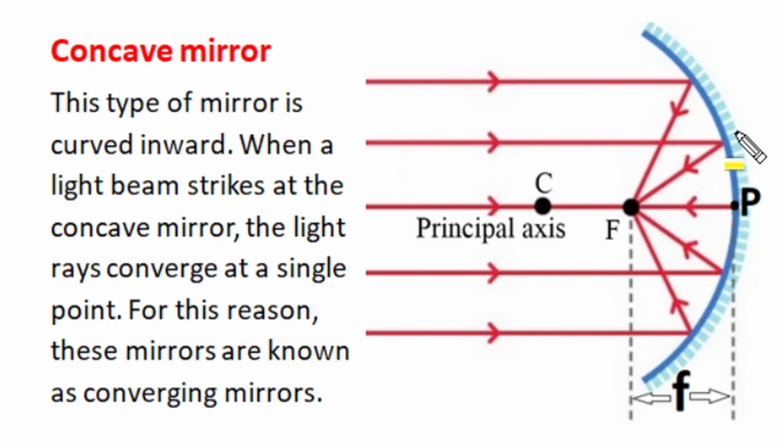The spherical mirror with an inward curved reflecting surface is known as a concave mirror, and when a parallel light beam strikes such a concave mirror, the light rays converge at a single point known as the focal point of this mirror, and that's why this type of concave mirror is also known as a converging mirror.